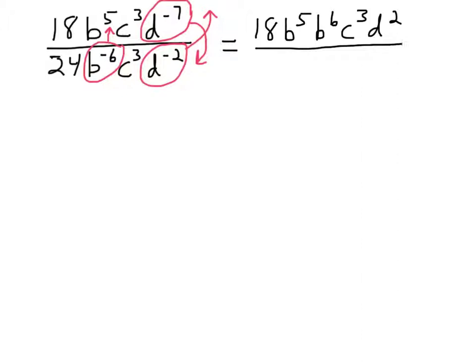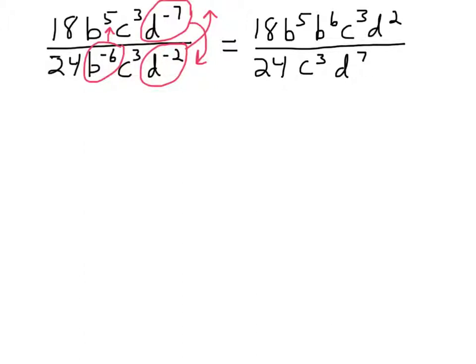And that's going to be all over 24 c cubed d to the 7th power. Now the next step would be to combine all the like bases together, and also to reduce that fraction.